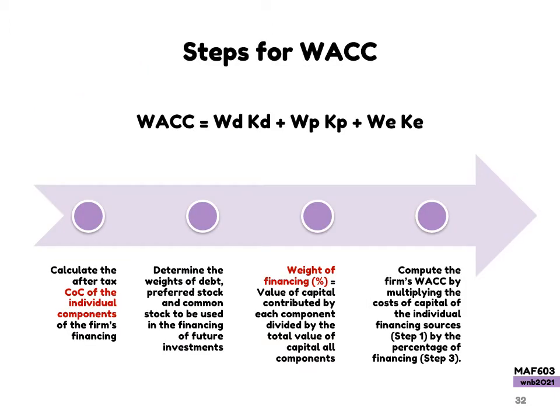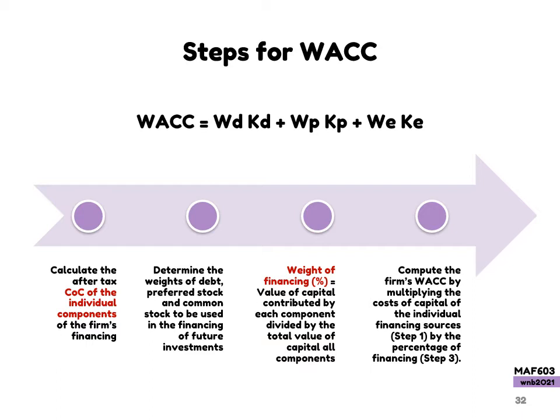Here are the steps involved in order for us to derive the WACC. Looking at the formula, WACC is the sum of the weight of financing for debt, VD, multiplied with KD, the cost of debt, plus the weight of financing for preference share, multiplied with KP, the cost of preference share, plus the weight of financing that belongs to equity, multiplied with KE, the cost of common equity.